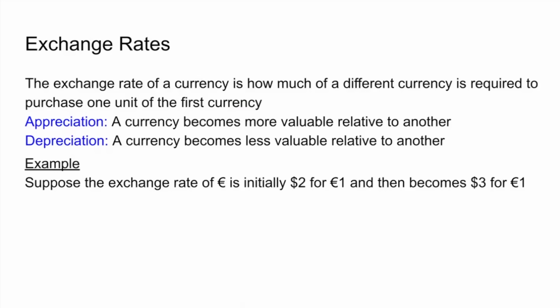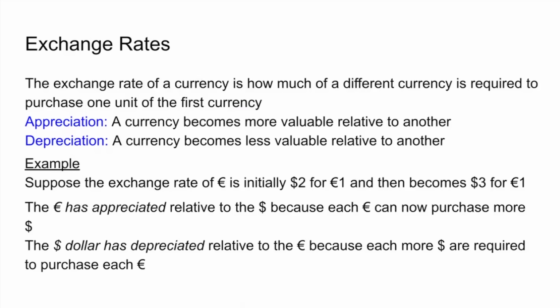So here's an example. Let's suppose we have an economy with only the US and Europe, and only euros and the US dollar. Suppose the exchange rate of euros is initially $2 for 1 euro and then becomes $3 for 1 euro. Obviously, these are just made up numbers, they're not the real numbers. So the euro has appreciated relative to the US dollar because each euro can now purchase more US dollars. Therefore, euros are now more valuable relative to the dollar. And if one appreciates, the other has to depreciate. So the US dollar has depreciated relative to the euro because now more US dollars are required to purchase each euro.